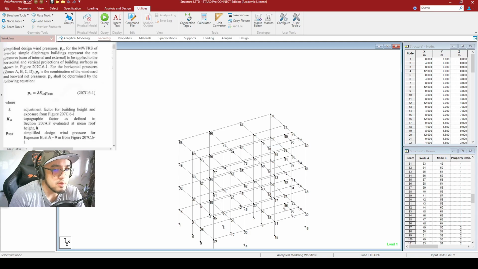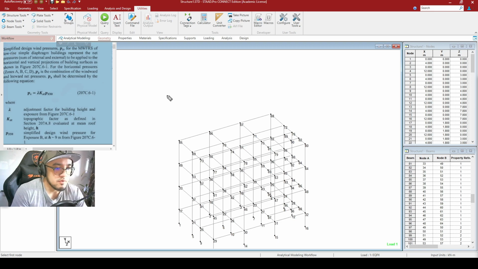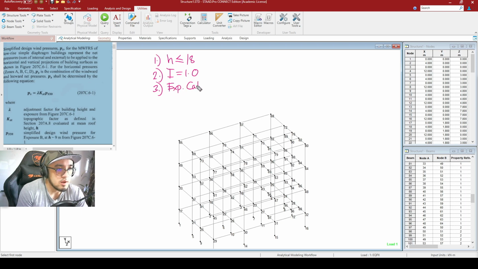Okay, so let's talk about the mentioned criteria first. I will just be writing them here. The first criterion is that your building's height should be less than or equal to 18 meters. For criterion number 2, the importance factor should be equal to 1.0. And for number 3, it should have an exposure category B, whereas the height of the surrounding buildings should be less than or equal to 9 meters. These are the criteria that we will be checking.